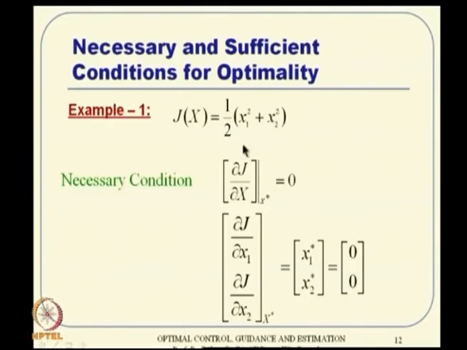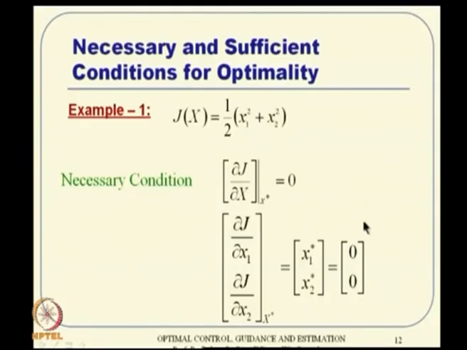Then as a necessary condition, I will first go through that: del J by del x, I will evaluate at x star and put it equal to 0. Remember, this is a vector equation, that means it has two equations embedded in it. So essentially it tells you that del J by del x1 and del J by del x2 equal 0, 0. But del J by del x1 from this expression is nothing but x1, and del J by del x2 is nothing but x2. So, evaluated at x star, this has to be 0, 0.